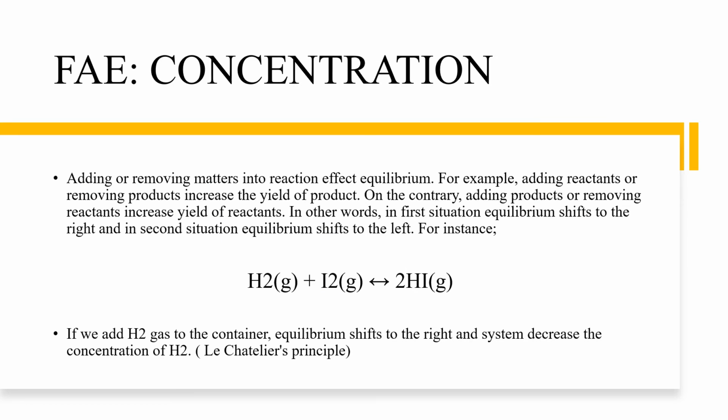So, factor affecting equilibrium: concentration. Adding or removing matter in a reaction affects equilibrium. For example, adding reactant or removing product increases the yield of product. On the contrary, adding products or removing the reactant increases the yield of reactant. In other words, in the first situation equilibrium shifts to the right, and in the second situation equilibrium shifts to the left. For instance, H2 plus I2 will give you 2HI. If we add H2 gas to the container, equilibrium will shift to the right and the system decreases the concentration of H2.